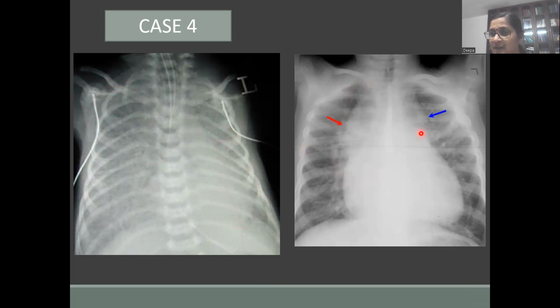So this is a supracardiac TAPVC, another baby. This you don't get to see in newborn X-rays: the classical figure of 8 which you see in older children. One limb of the figure of 8 is formed by the dilated superior vena cava, and the other limb is formed by the abnormal aberrant vessel, and you see the left ventricular enlargement and the right atrial enlargement here.